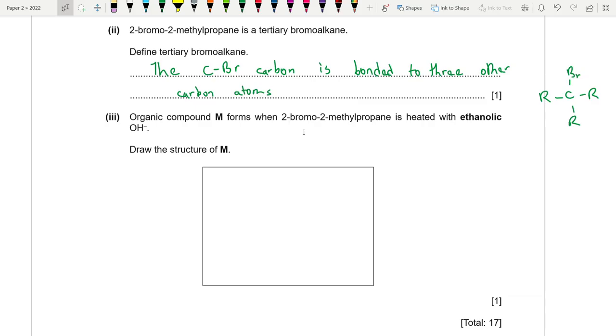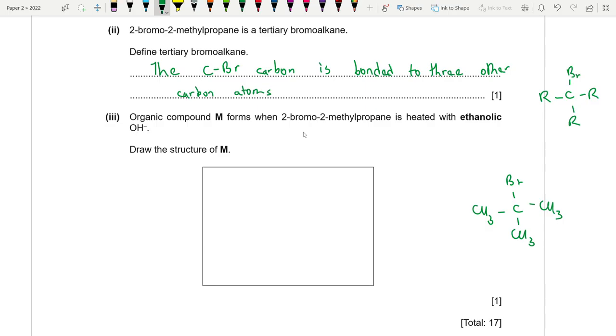So remember, if you use NaOH aqueous and heat, it actually gives a nucleophilic substitution reaction, but NaOH ethanolic actually gives an elimination reaction, right? So we had this compound, right? This one over here. After elimination, we actually end up with an alkene.